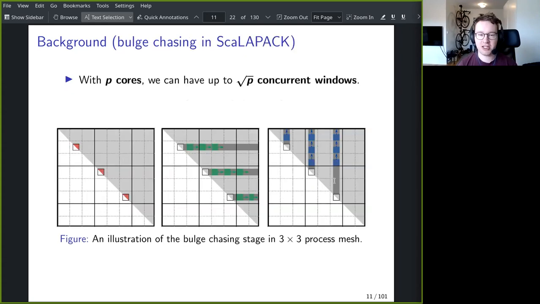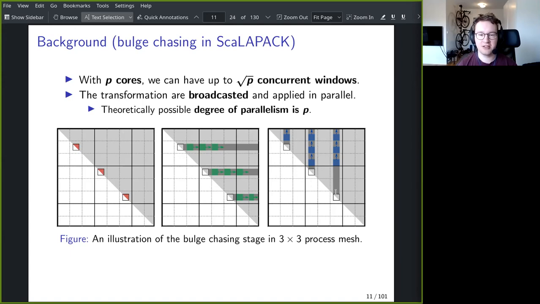And in earlier codes, what is happening here is that you will pretty much end up having a certain number of these diagonal windows active. Usually it is the square root of the number of CPU cores available. And then you go and broadcast these transformations that happen inside each window to all the processes. And then you will do all the updates from the left, and then you will do all the updates from the right. So when you do the bulge chasing step, you have a concurrency of square root of p. And when you then do the off-diagonal updates, you will have a concurrency of p. So during this step, you could theoretically use all the CPU cores to do the computations.